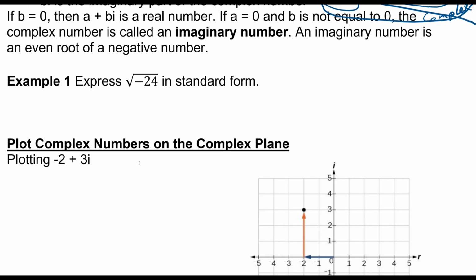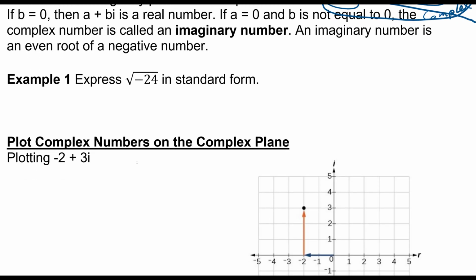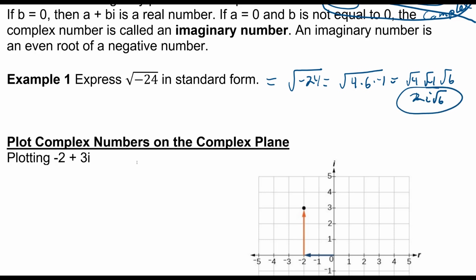So if we look at the square root of negative 24, what would that be in standard form? Well, let's look at the square root of negative 24 in terms of its factors. Is there a perfect square in there? Yes, there is. 4 times 6, and then times negative 1. So we could treat this as the square root of 4 times the square root of negative 1 times the square root of 6. Square root of 4 is 2. Square root of negative 1 is i. So 2i times the square root of 6 is how we'd represent that.